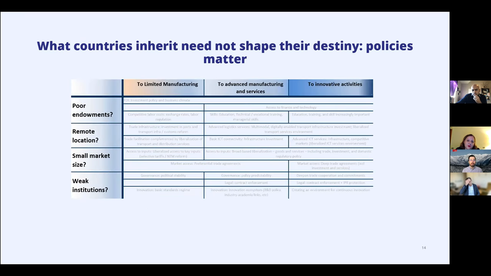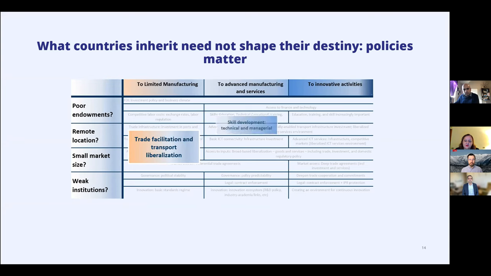In the report, we have a whole set of policies that can help. But I think really important, and interesting for the debate later, is that for countries with a small domestic market size or remote location, like Iran, trade facilitation, transport liberalization, and trade agreements would be fundamental to make this work. I think this is the big elephant in the room for Iran, which we can discuss.